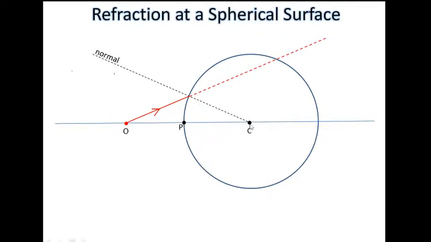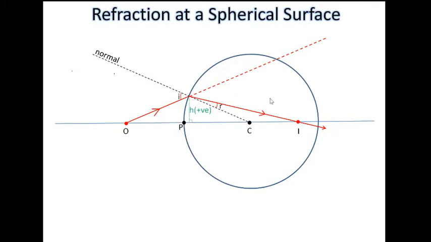The normal would be the line passing through the center of curvature and the point of incidence. The angle of incidence is the angle between the normal and the incident ray. Since it's going from rarer to denser medium, the refracted ray would bend towards the normal. In this case, it has bent so much that it forms a real image on the principal axis. The reason I know that the image would be here is, if you consider another incident ray which is along the principal axis, it would make an angle of incidence 0 with the normal, which is also the principal axis, and so it would go undeviated and meet this refracted ray here.